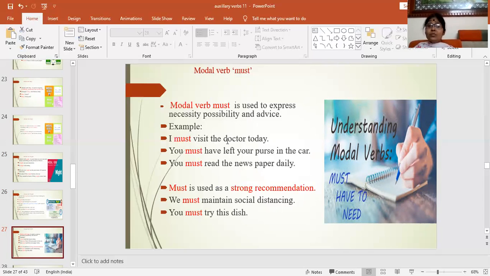Must is also used as a strong recommendation. How is it used? It is used as a strong recommendation. For example, we must maintain social distancing. Strong recommendations in present situation. We must try this dish.